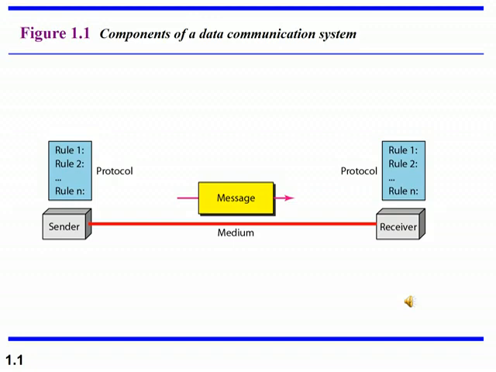Those rules are the protocol. It can include rule 1, rule 2, rule 3, which define how to prepare the data and how to arrange the data. All the arrangements and preparations are rules, and those rules we call the protocol. So the sender has to follow a certain protocol to send the data.